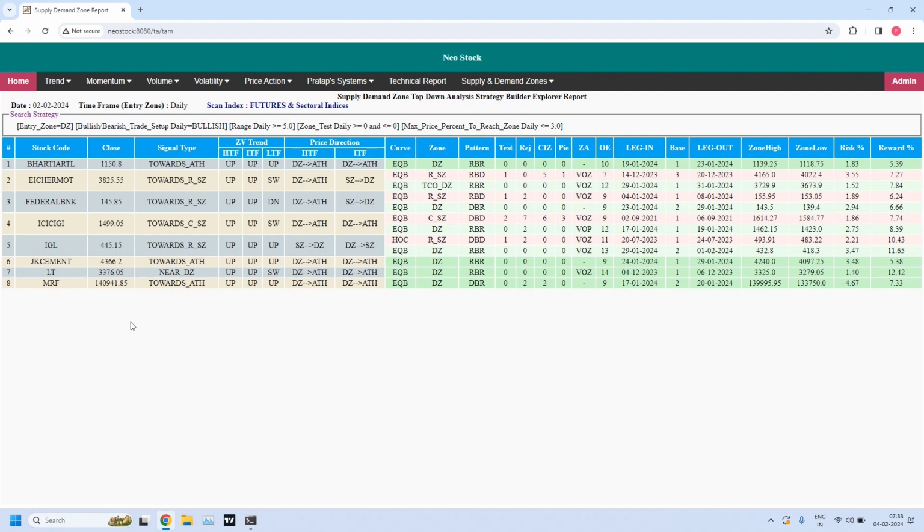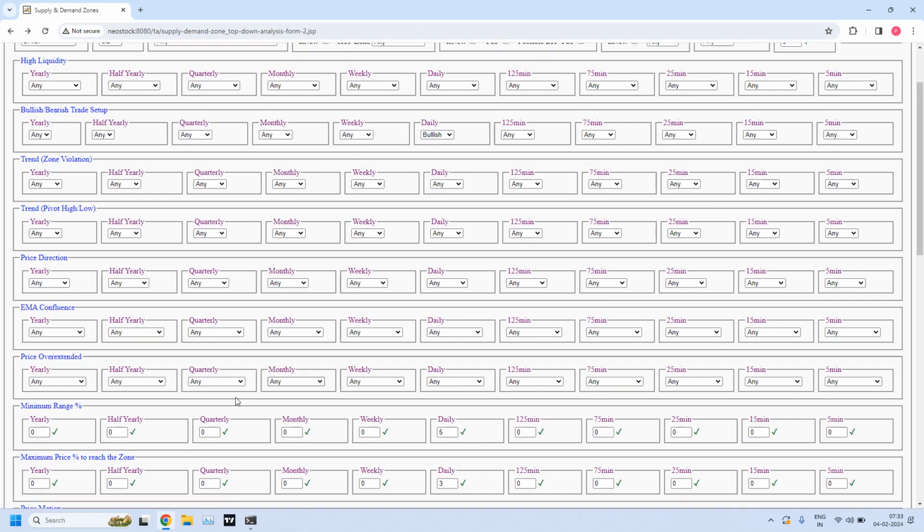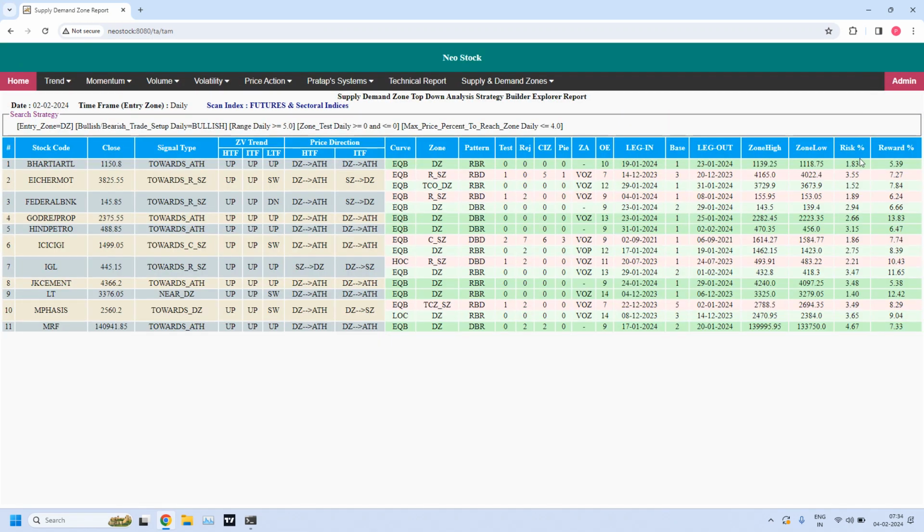But still, if you feel you need more stocks, simple, what I do, I will increase the percentage to 4% this time. Maximum price percent to reach the zone, from 3%, I am changing to 4%. Now 11 stocks are filtered instead of 9, 11. That means 2 more stocks are added. What are the 2 more? Godrej Properties and Hindustan Petroleum. 2 more stocks we got.